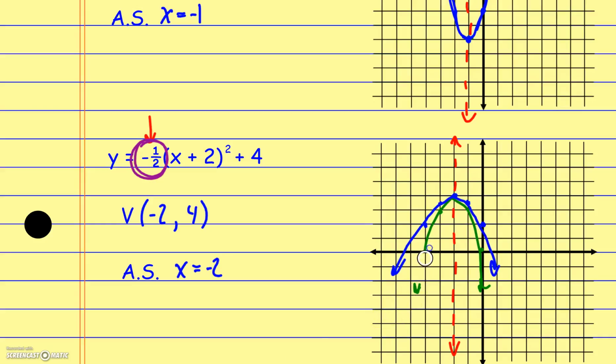I can get rid of the green one again. But that's what a 1/2 does. Remember, when we have a fraction there, it makes this thing look wider because it's being shrunk vertically. And that's it. All right, so that gives me a quick sketch of these things. So we're plotting the vertex and then using the a value to determine the direction of opening and how wide or skinny this thing is going to be.